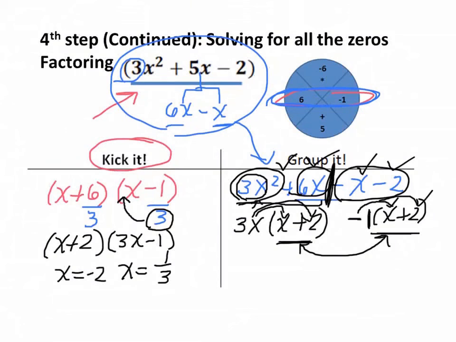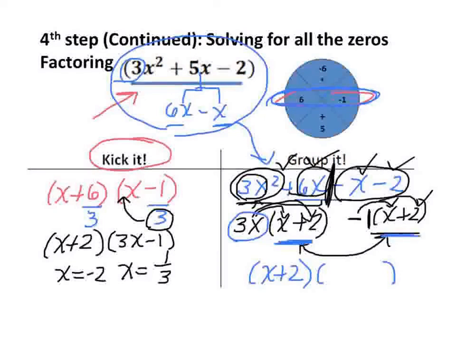All right, now what I say is I'm going to take both of these things that are in parentheses, and I'm going to write this out as x plus 2. And then I always tell my students, now I'm going to write the leftovers. This is what I'm going to have for lunch tomorrow, my leftovers. And I'm going to take what's left over after I take out the x plus 2 everywhere, and I see that I have a 3x and a minus 1, and that is the group it method, and you can see it gives us the same factors as our kick it method. So either method that you want to use is fine with me.